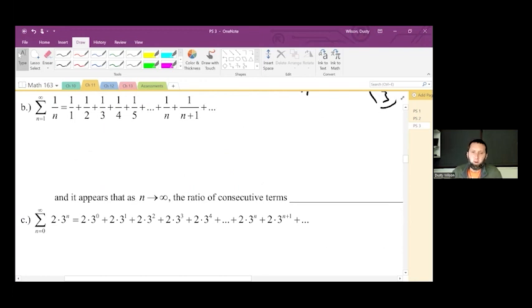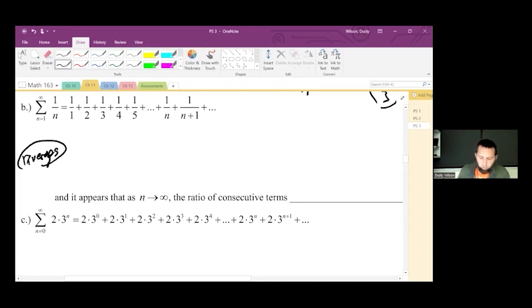B, the sum from n equals 1 to infinity of 1 over n, that's 1 over 1 plus 1 over 2 plus 1 over 3 plus 1 over 4 plus 1 over 5 plus dot dot dot plus 1 over n plus 1 over n plus 1 plus dot dot dot. This series has a name. Once again, that's right, the harmonic series. You need to memorize that. This is the harmonic series, and I hope you remember that this thing diverges.